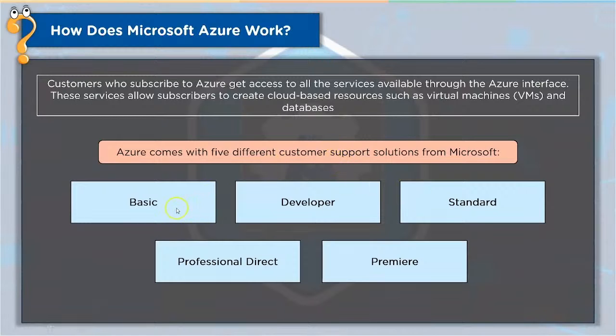Azure comes with 5 different customer support solutions from Microsoft: Basic, Developer, Standard, Professional Direct, and Premier. The scope and cost of these customer assistance programs vary. All Azure accounts get basic assistance for free. However, Microsoft charges a premium for the other support options. Developer support is $29 per month, $100 per month for standard assistance, and $1,000 per month for professional direct support. Microsoft does not provide pricing information for Premier support.